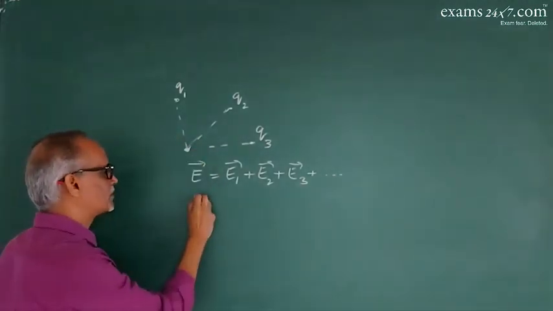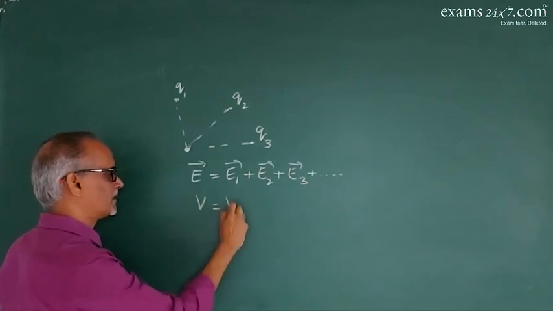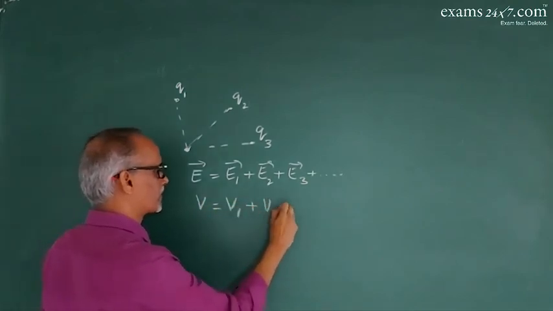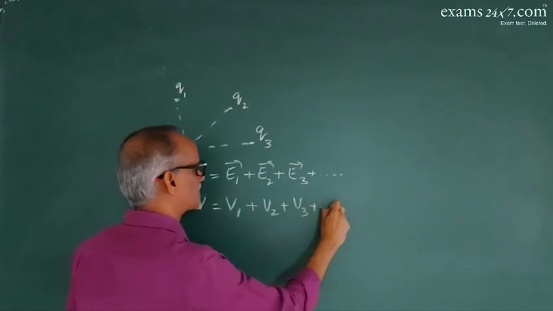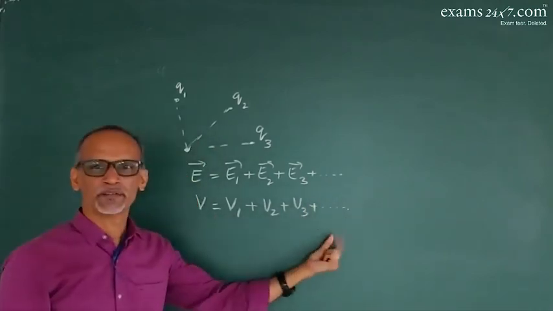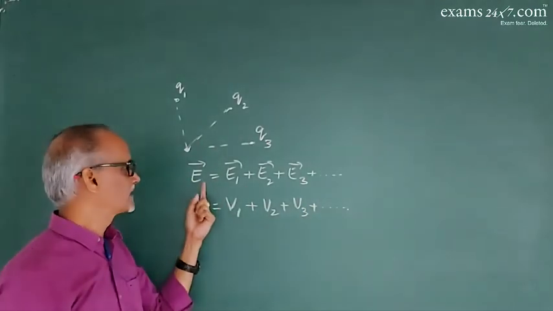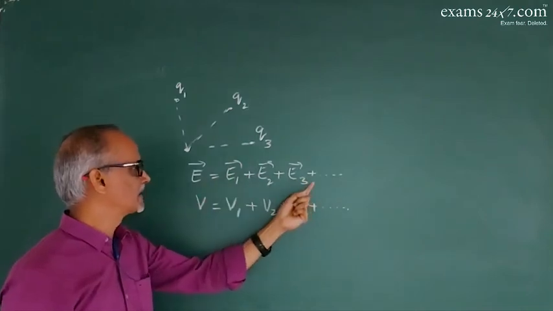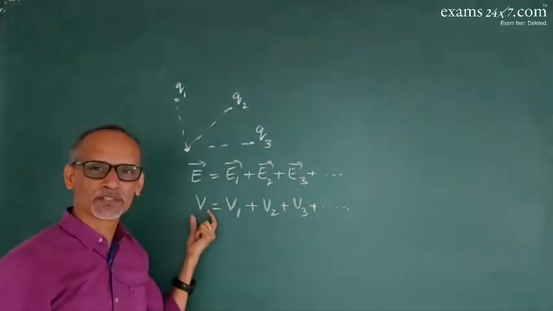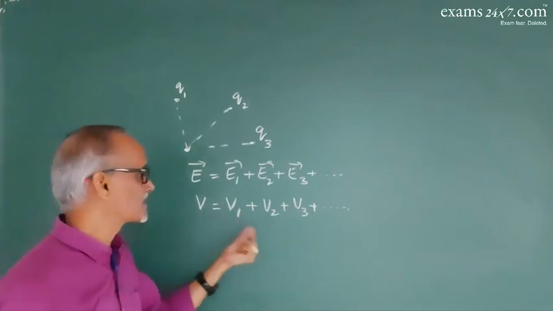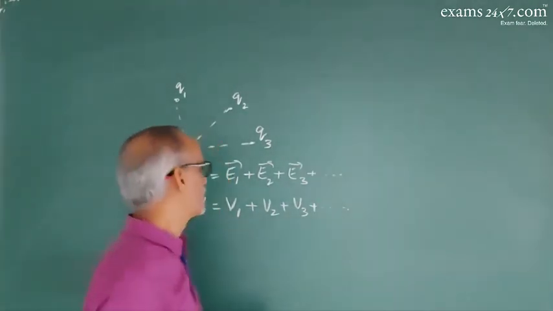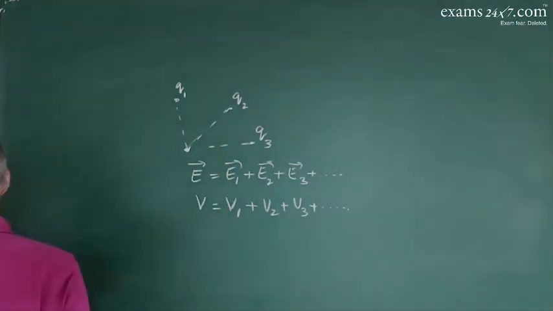How to find the net potential at that point? The net potential is equal to the algebraic sum of the potentials due to individual charges. So net electric field is the vector sum of the individual electric fields, and net potential is equal to the algebraic sum of the potentials due to every charge.